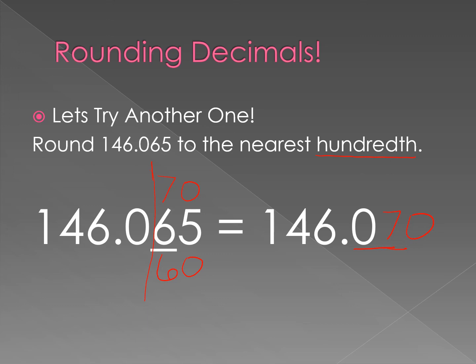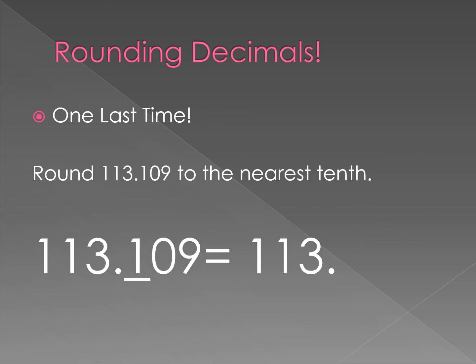All right, let's try one more. 113 and 109 thousandths to the nearest tenth. Which number is in the tenth place? The 1 is in the tenth place. Everything in front will not change. So 10 is in between 10 and 20. Obviously 10 is 10, so then that number stays as 10. So the answer is 113 and 1/10, or 10 hundredths. We don't need the 0.